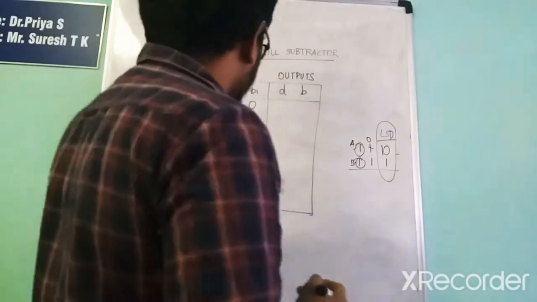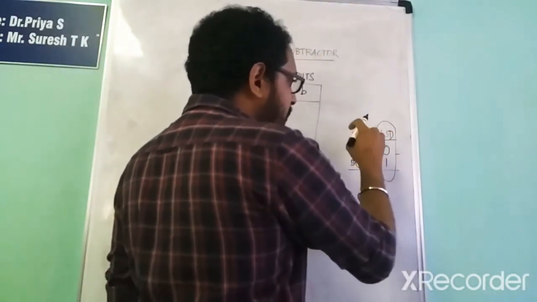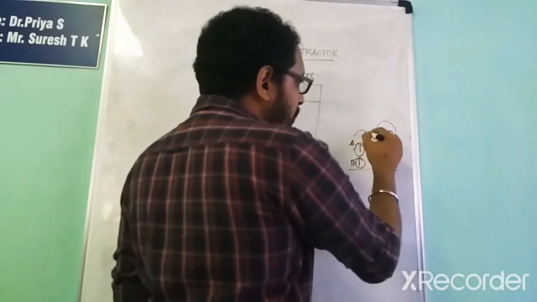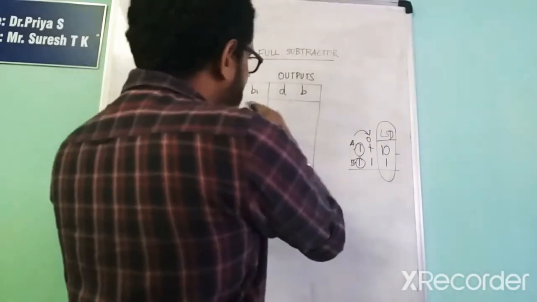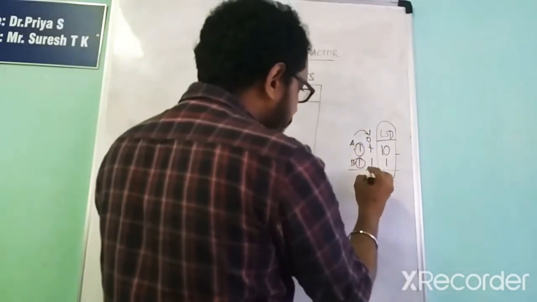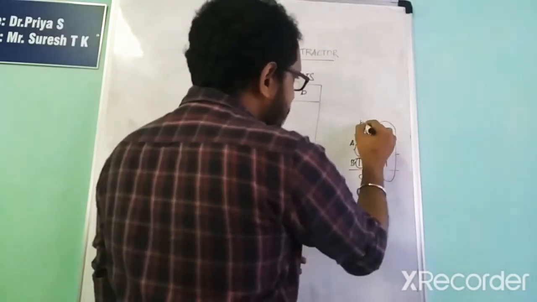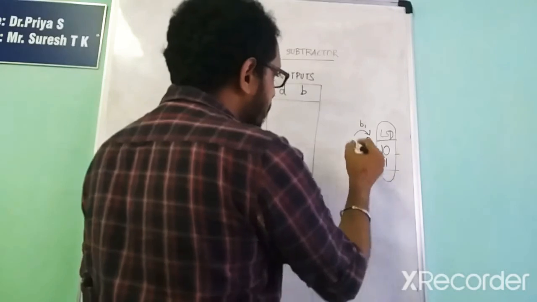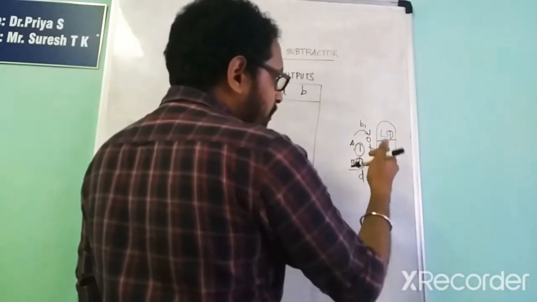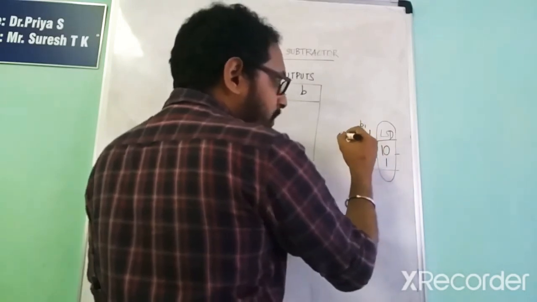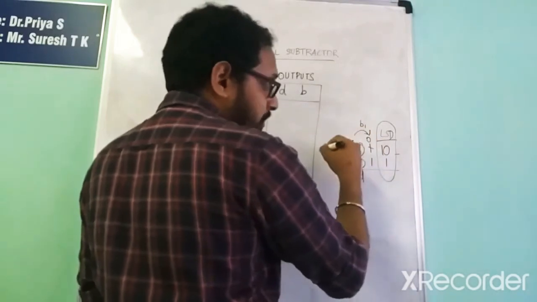And Bi means the borrow that we use to give to the preceding case. After performing the operation we get the difference, that is the difference that we obtain after performing this. This is the difference, this is Bi. And what B means is the borrow that we obtain, that can be used for the next case.